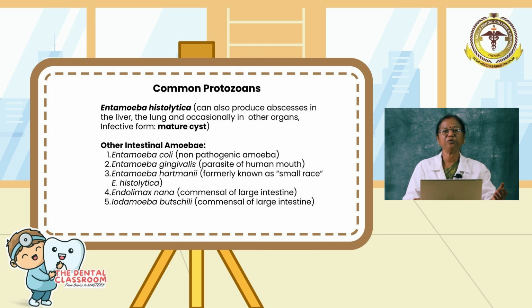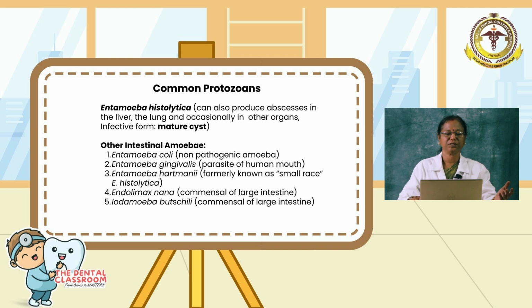The infective form of this parasite Entamoeba histolytica is the mature cyst. The other intestinal amoeba is Entamoeba coli, which is non-pathogenic, it is a commensal found in the intestine. Entamoeba gingivalis, which is a parasite of the human mouth. Entamoeba hartmanni, formerly known as the small race Entamoeba histolytica. This is also found in the intestine. And Endolimax nana, which is a commensal of the large intestine. And Iodamoeba butschlii, which is again a commensal of the large intestine.